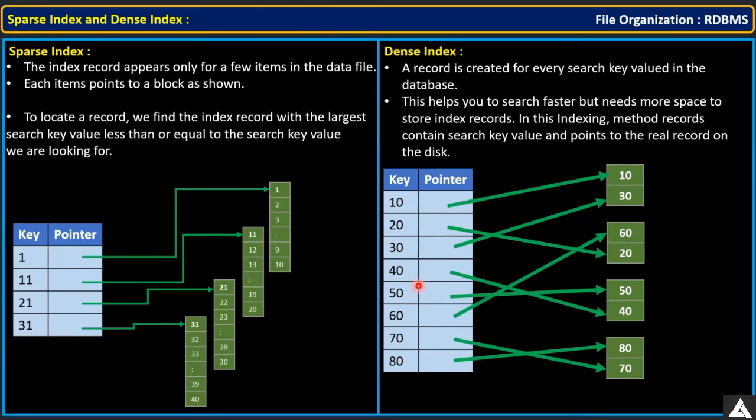Simply, in the sparse index, for every record we are not going to have an index record, but in the dense index, for every record in the database you are going to have an index record, so that access is very fast. Okay.